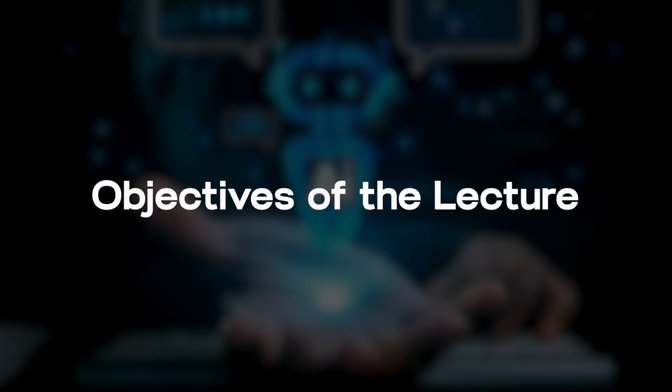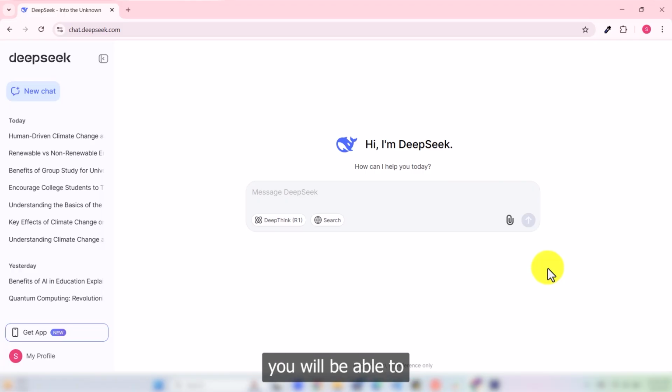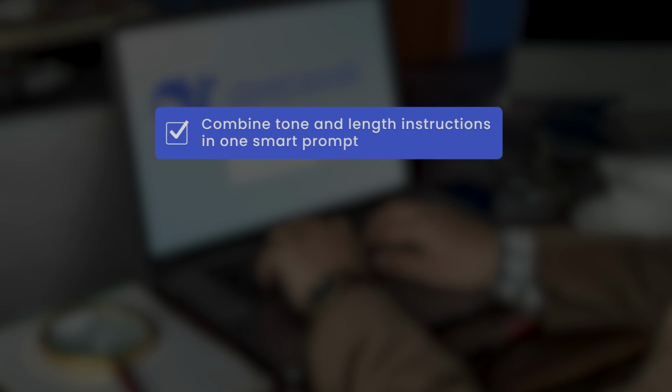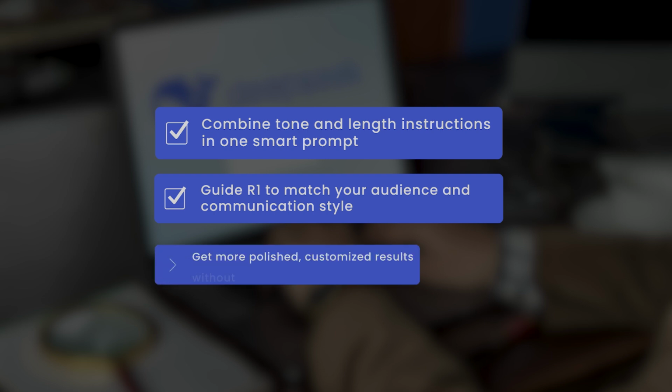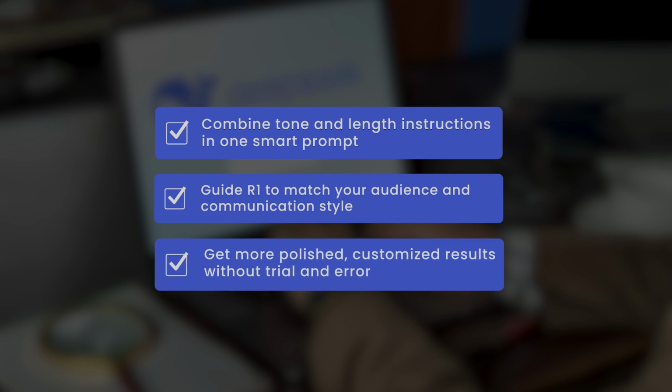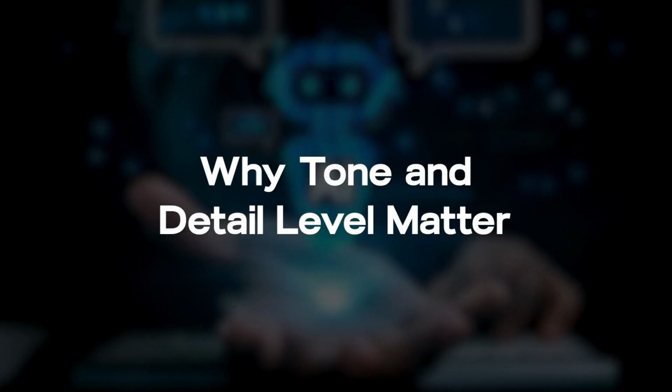Objectives of the lecture. By the end of this lecture, you will be able to combine tone and length instructions in one smart prompt, guide R1 to match your audience and communication style, get more polished, customized results without trial and error. Why tone and detail level matter?